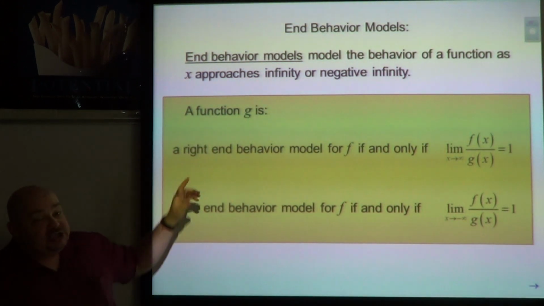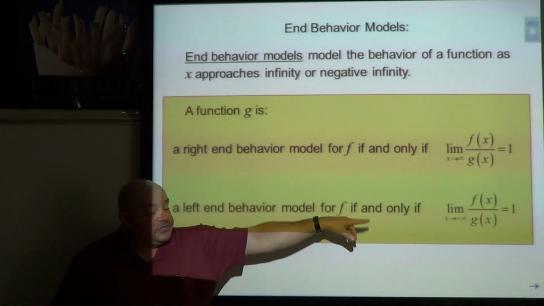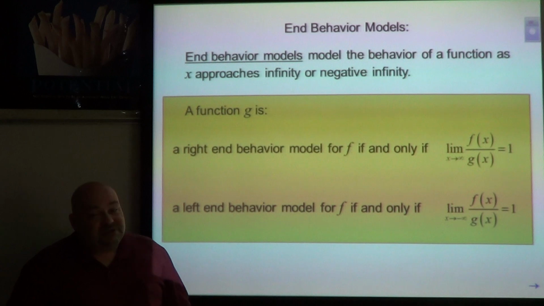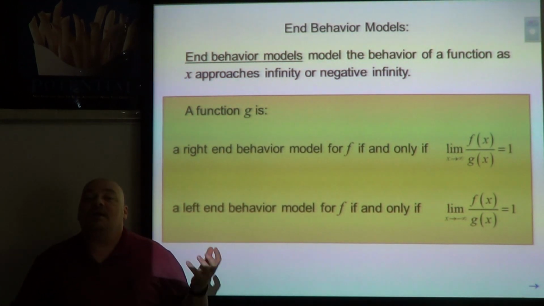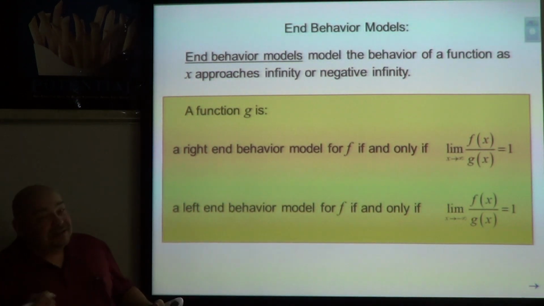Now, the function g is an end behavior model for the left end if, notice the only difference, f of x over g of x still, but as x approaches negative infinity, equals 1. Once again, if it equals anything other than 1, it doesn't work. You've got to go back and try something else. All right, so let's look at an example.